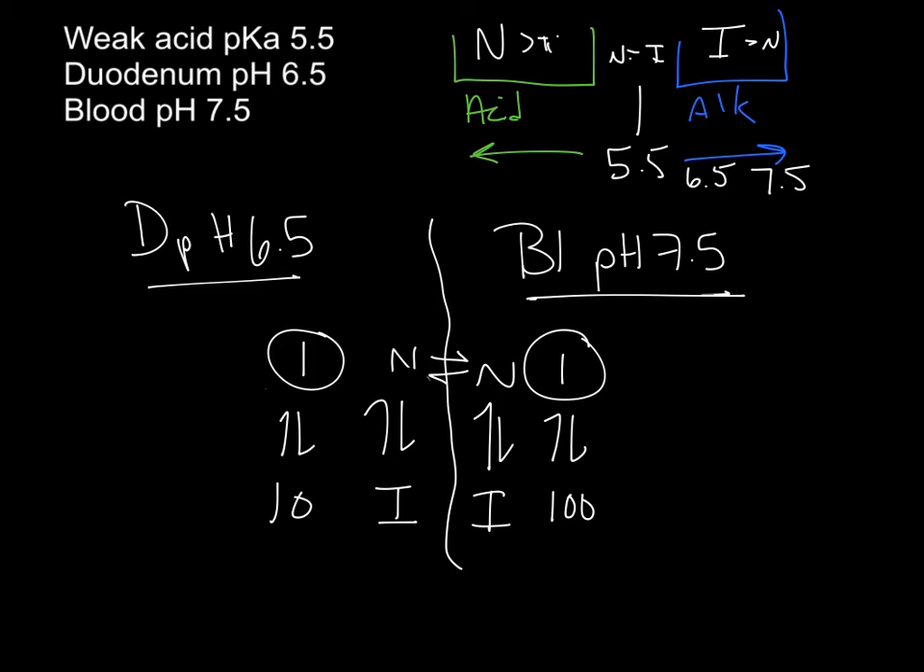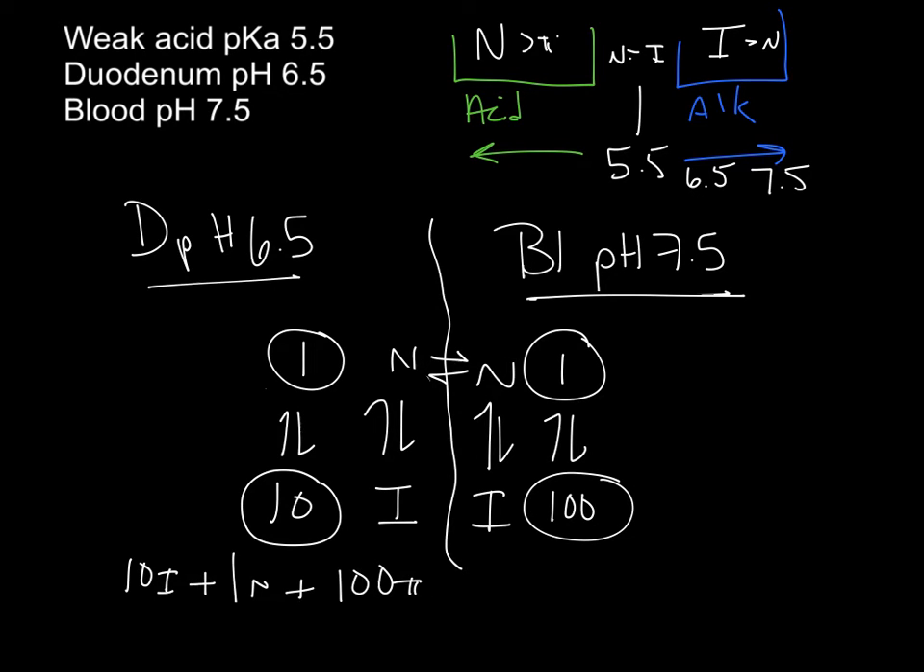Once we have this, now we can say this is the equilibrium state, and however much drug we threw into this compartment, once it reaches equilibrium, there's going to be 10 parts ionized on the duodenal side, 1 part non-ionized on the duodenal side, 100 parts ionized on the blood side, and 1 part non-ionized on the blood side. So we basically add these 4 things up. So our 10 plus 1 plus 100 plus 1, we get 112. So there's 112 total states, total ways this could be.